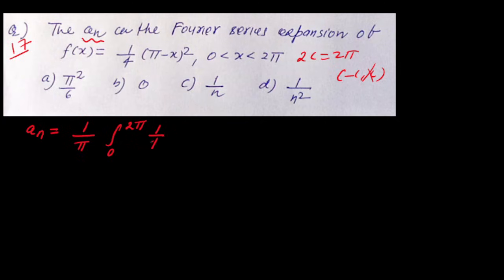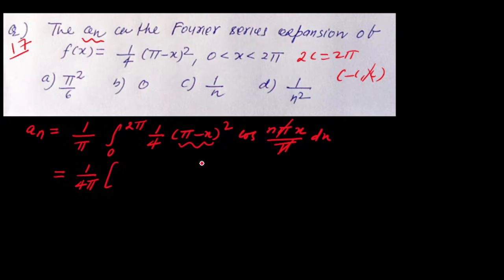And then we have the function 1 by 4 into pi minus x whole square, and then to find a n we write cos n pi x by c. I am writing it for your convenience, otherwise I could have written directly also. So I am writing n pi x by pi. So this pi and pi cancel, so basically I get cos nx dx, right? Now I have to evaluate this integral. So 1 by 4 is a constant, I can take it out, 1 by 4 pi. Now we have two functions, that is pi minus x whole square and cos nx dx.